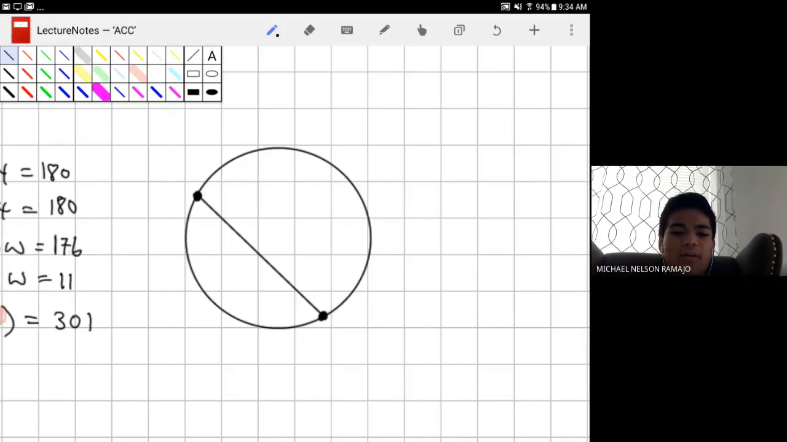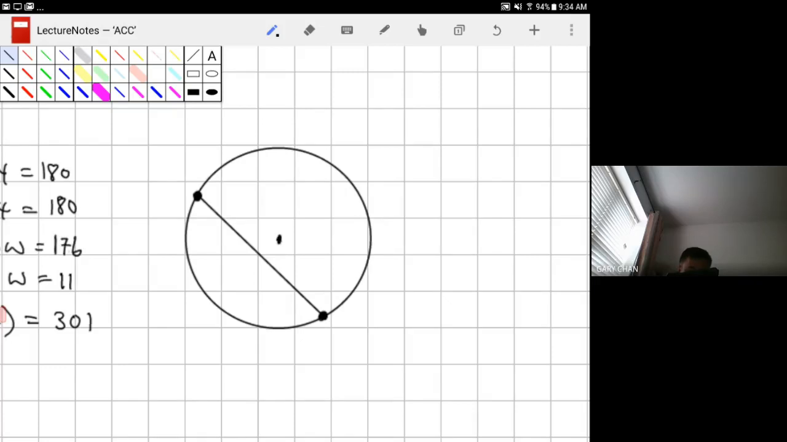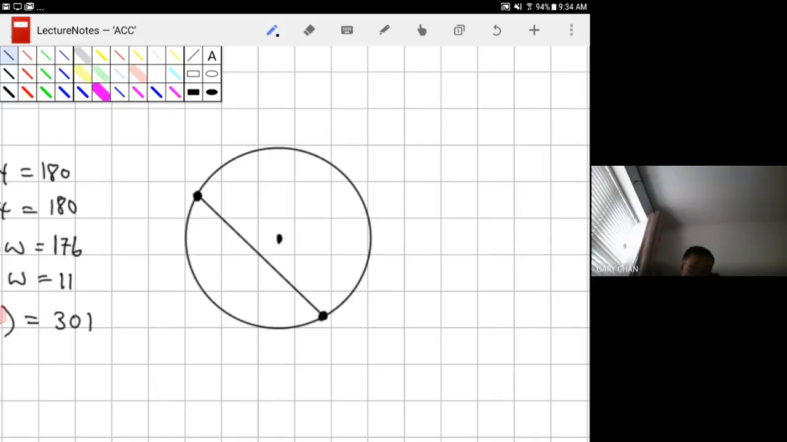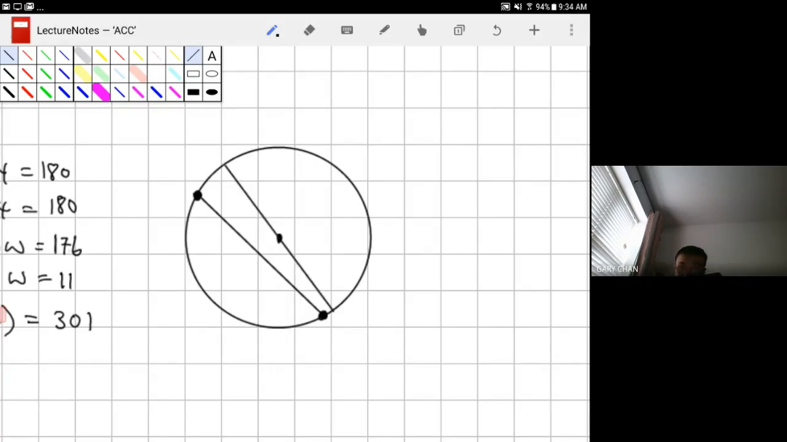Oh, can it also represent a diameter if it's drawn from the very center? You know what? This was the question I posed in the very beginning. Michael, what is the longest chord in a circle? The diameter, the center. That's it. The diameter is the longest chord in the circle. Okay.